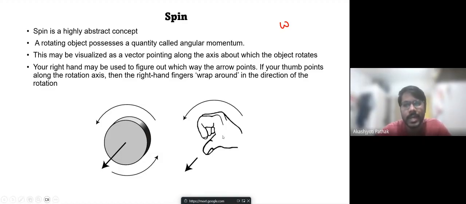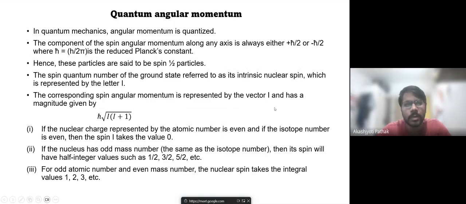So moving to the next slide. Now coming to quantum angular momentum. Because this nuclei has a nuclear spin, it will also have an angular momentum.